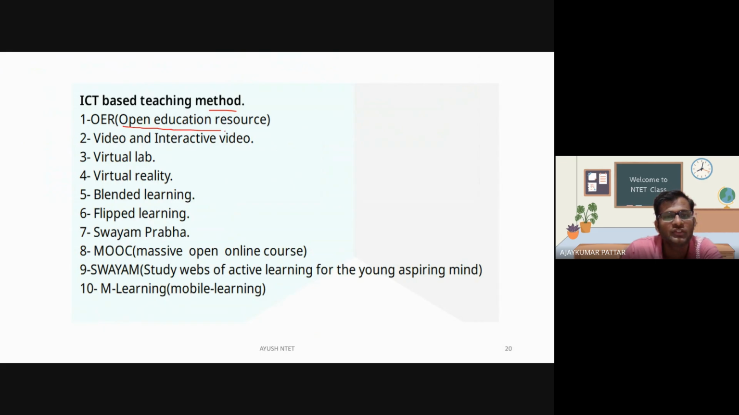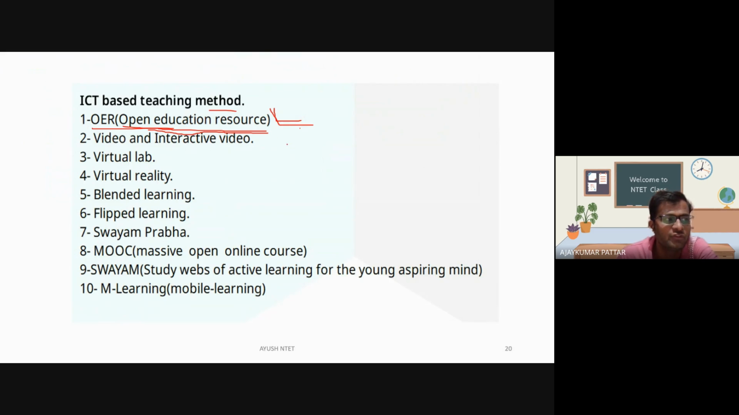ICT based teaching method में क्या क्या आता है? OER, Open Education Resources. What does that mean? OER means certain resources are available online. They are open. They are free. You don't have to pay any amount to learn, or you don't have to subscribe to anything. They are open for all. Anyone can read, anyone can learn from those resources. That thing we call an open education resource.